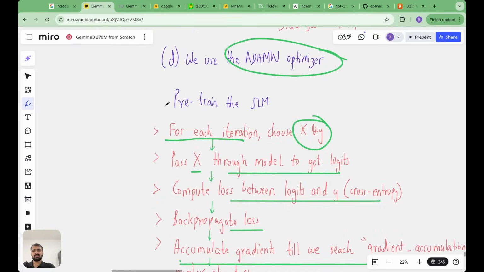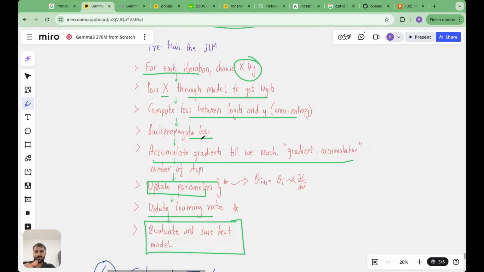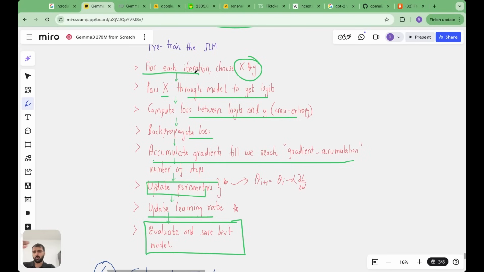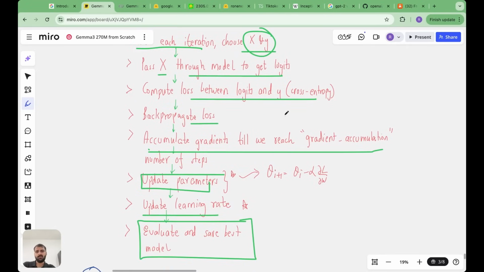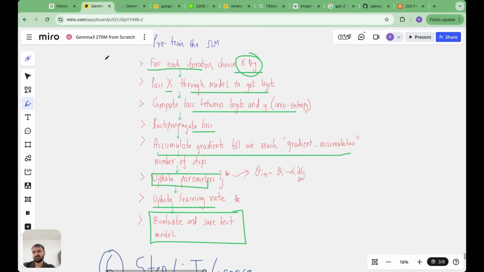As you can see here, these are the exact same steps which we have done in the code, which we have written on the Miro board. What I'm doing in the code is nothing different from what we have already seen on the Miro board. So for each iteration, choose x and y, pass x through the model to get the logits, compute loss between logits and y, back propagate the loss, accumulate the gradients till we reach the gradient accumulation number of steps, update parameters, update the learning rate, and then evaluate and save your best model.